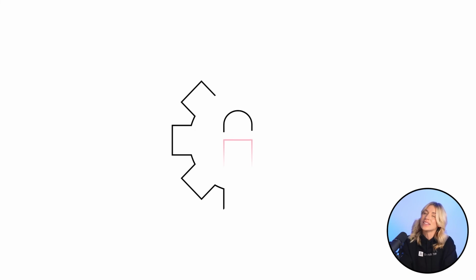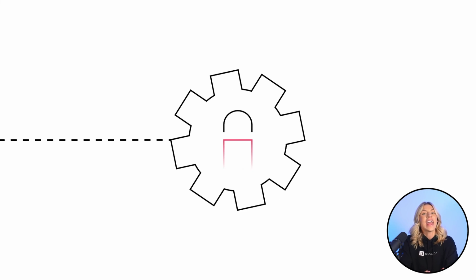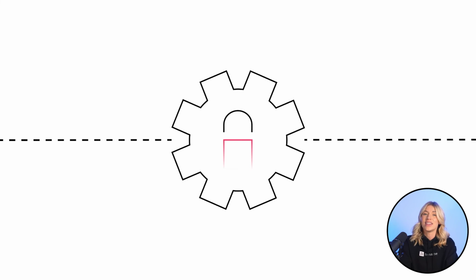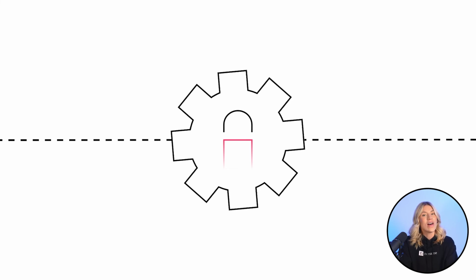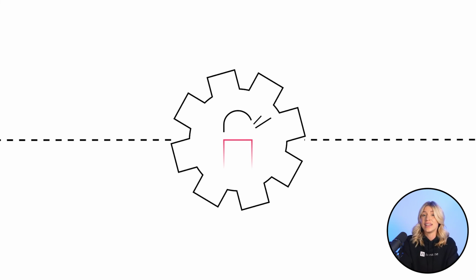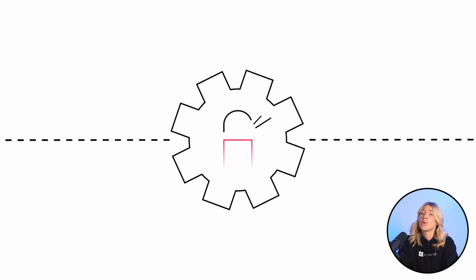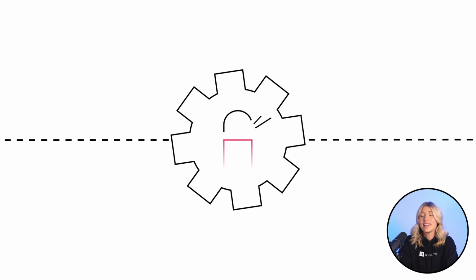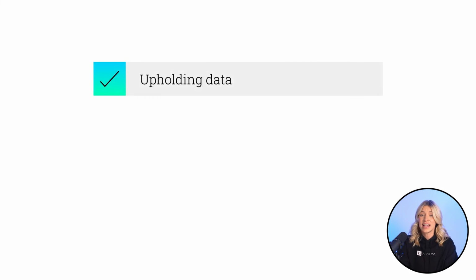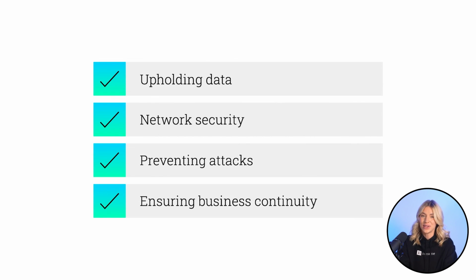Before we get out of here, it's also important to explore the role of API security in data security. APIs, or application program interfaces, act as gateways to applications and the data they contain. While APIs enable efficient information exchange, they can also pose a threat to data security if not properly configured. Insecure APIs have been exploited in major data breaches, highlighting the need for API security. API security is crucial for upholding data and network security, preventing attacks, and ensuring business continuity.